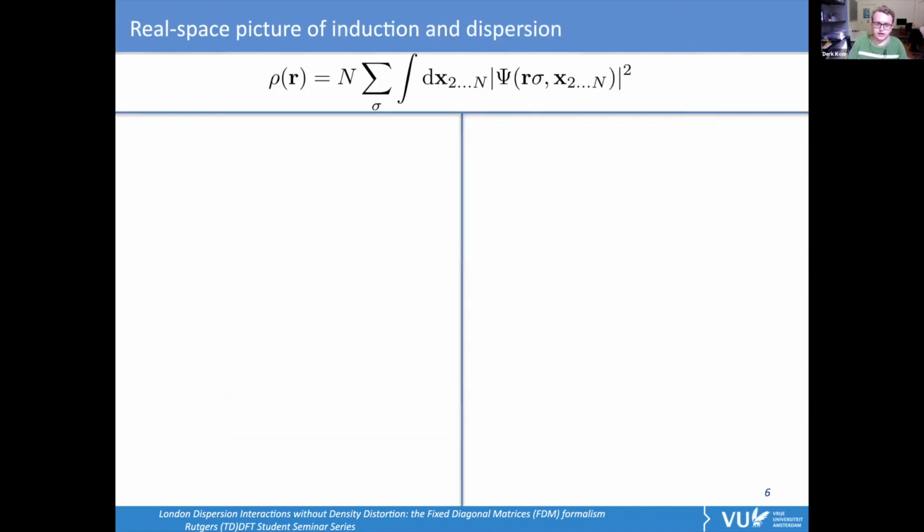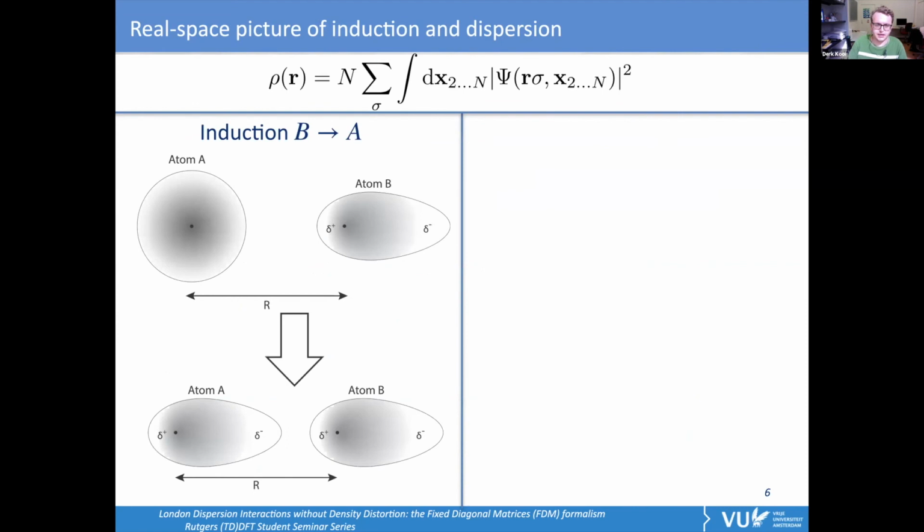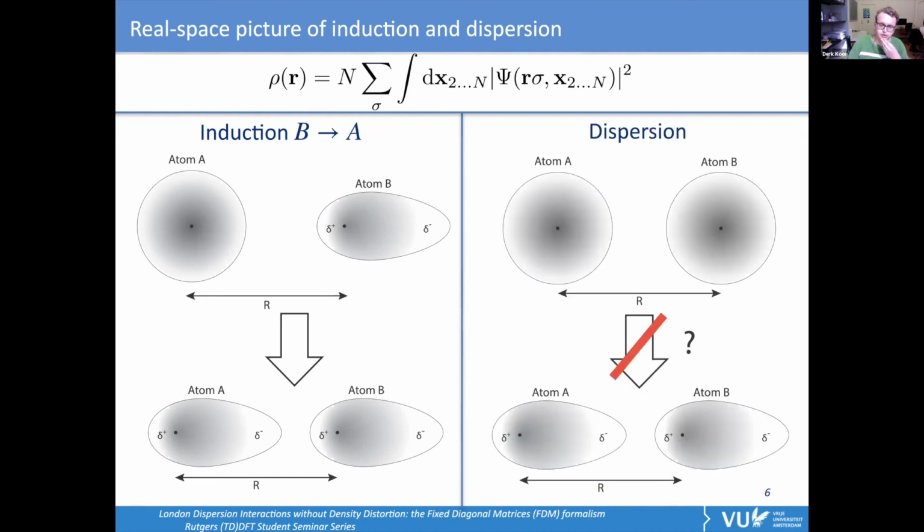Okay, so then to introduce our approach, I will introduce it somewhat pictorially. So we're working in density functional theory, and that is why we always use a real space picture. In a real space picture, induction is quite easy, right? Here I have two atoms A and B, and atom B induces a dipole moment on atom A, and that's it. So in the electron density, you have a complete picture of how this works. Dispersion is complicated. Say I have two perfectly spherical atoms, then the electron density will not distort in such a way that you get some nice attractive dipole, because symmetry simply forbids that. So how can we solve this?